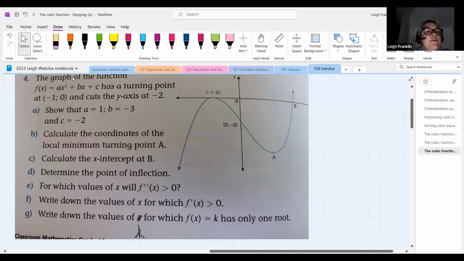So they've told us the graph of the function f of x equals ax cubed plus bx plus c has a turning point at minus 1 and cuts the y-axis at minus 2. Show that a equals 1, b equals minus 3, and c equals minus 2. This is more the way in which they would phrase a question like that.